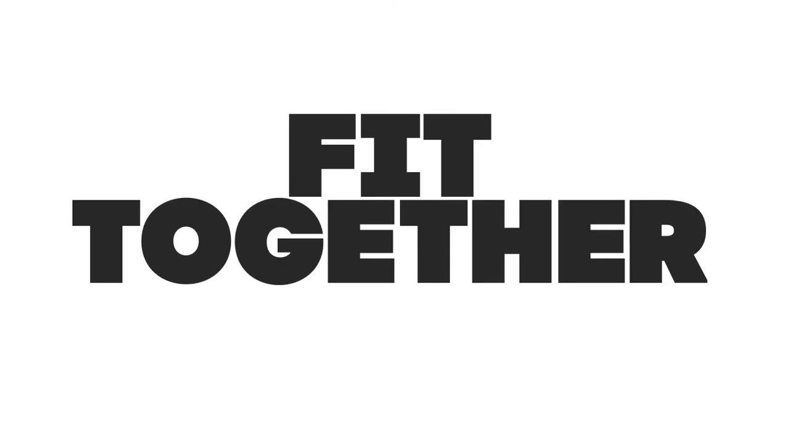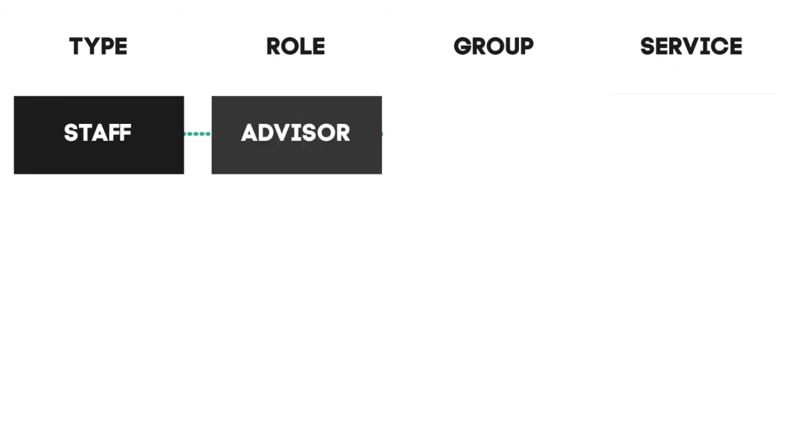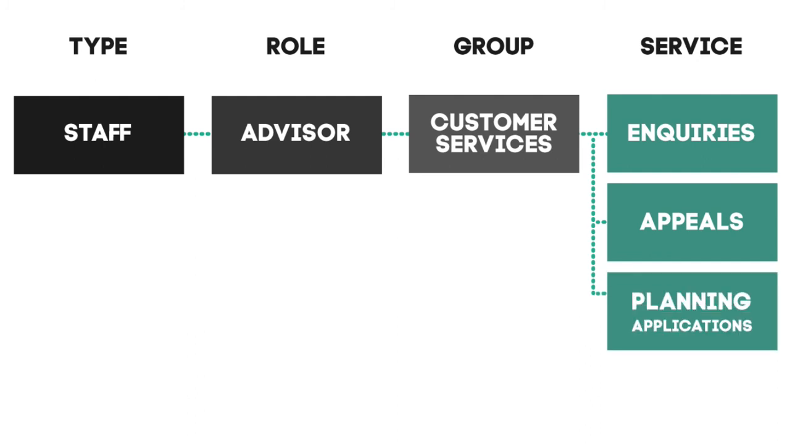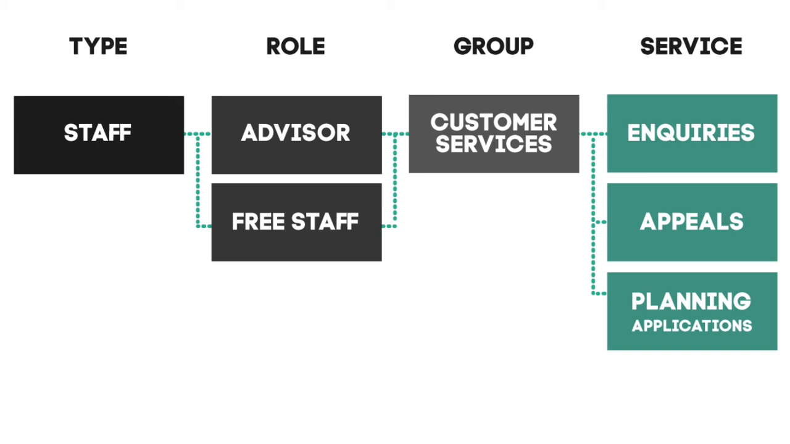So how does it all fit together? Let me illustrate. An individual user has a type, a role, and is associated with a group, which has access to various services. So let's imagine a user has a type staff. They have an advisor role, meaning they're a licensed user, and they're in the group customer services. This group can see the 3 different services of inquiries, appeals, and planning. Staff member 2 is of the same type, is in the same group, however, they have a different role. This means what they can actually do on a case is different to the advisor. So whilst they may work in the same area of the organisation, it is the role that sets their permissions.